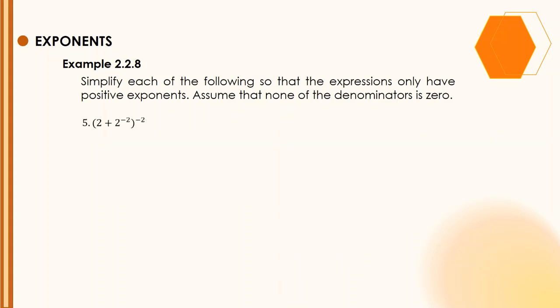Number 5 is 2 plus 2 to the power of negative 2 quantity to the power of negative 2. Solution. This expression is equal to this one. So, itong 2 to the power of negative 2 is equal to 1 over 2 squared. And, itong 2 squared is equal to 4. Kaya ito ang naging equal niya.